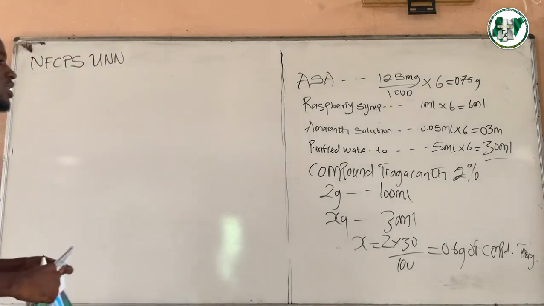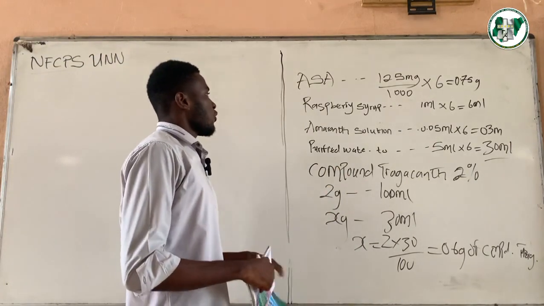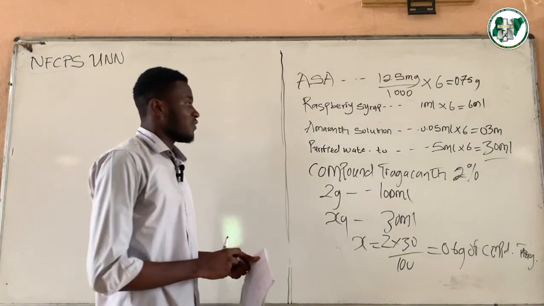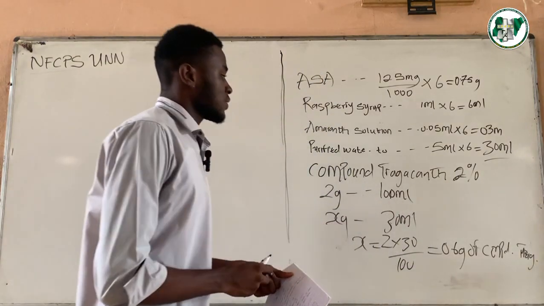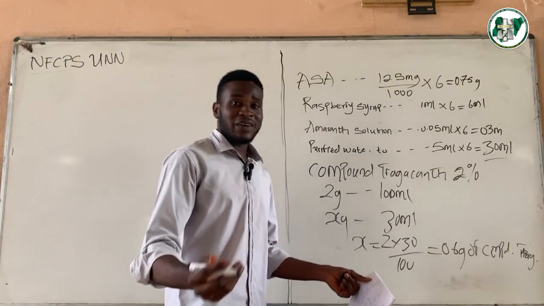So we now see, after this, these are working formula. This will define our procedures. From here, we now have to write our procedure for how this preparation was prepared. And first of all, we'll start from the compound tragacanth. So after an appropriate calculation was done, this is you now writing it in your procedure.